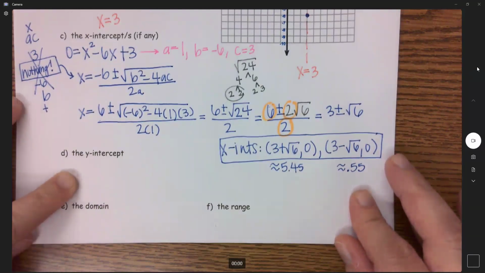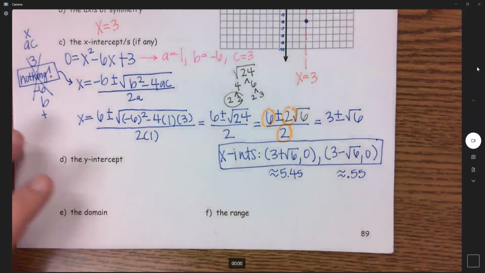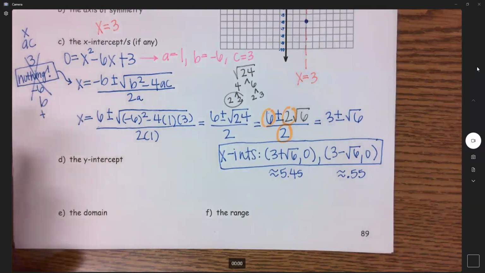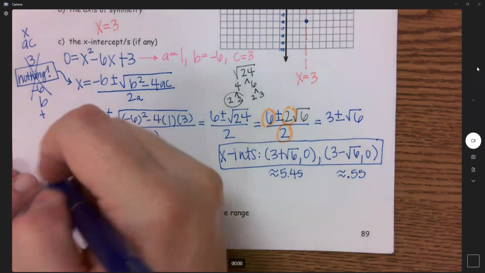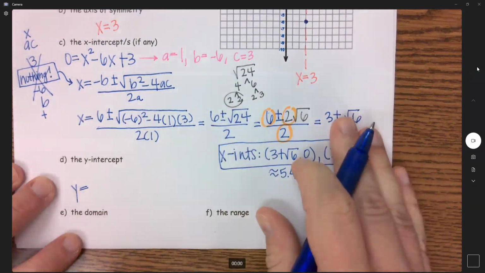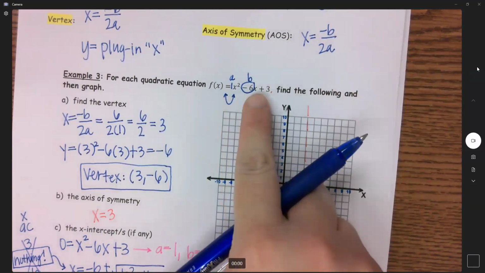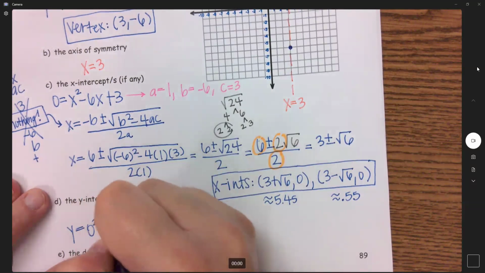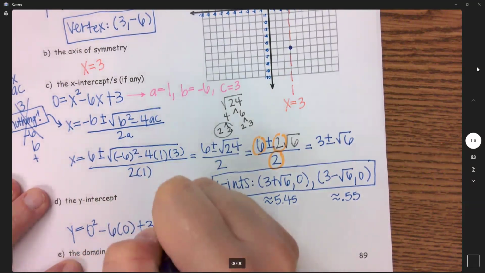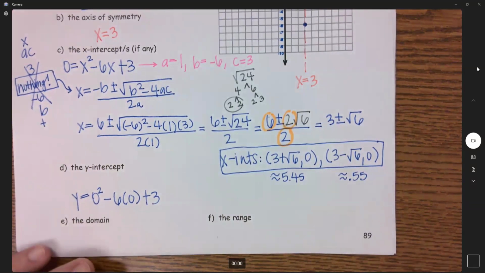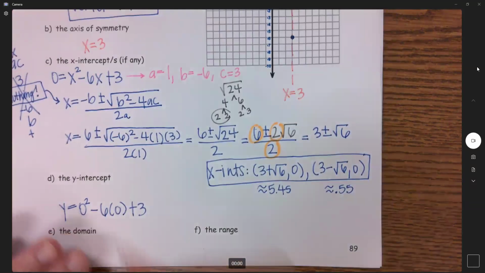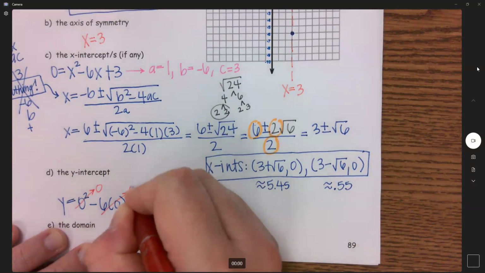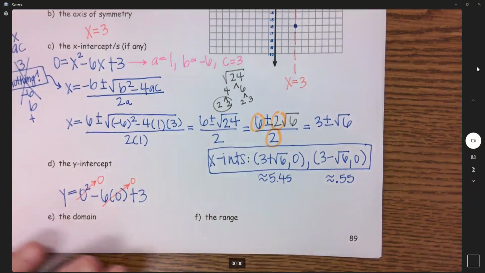Now I need my y-intercept. And to find that y-intercept, we're doing the opposite. We're going to let x equal 0 and solve for y. Now, when this is in standard form, this is even easier than it is in vertex form, which isn't hard to begin with. I'm going to substitute in a 0 for both of these x's. So I have 0 squared minus 6 times 0 plus 3. 0 squared is 0. Negative 6 times 0 is 0. All I'm left with is this 3 here.